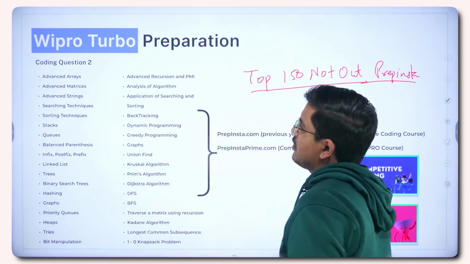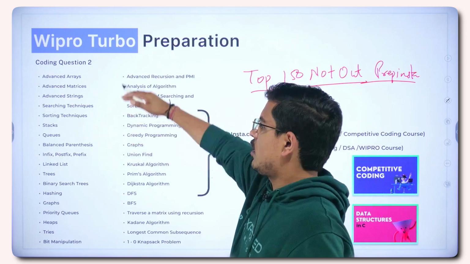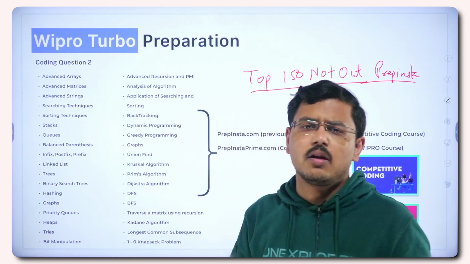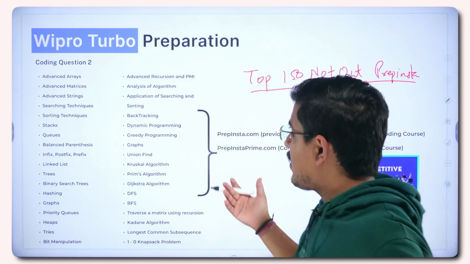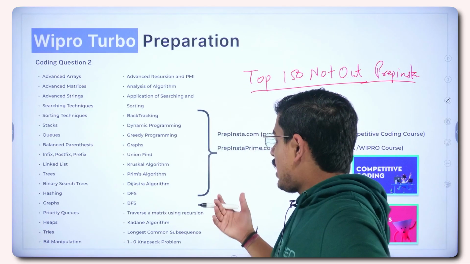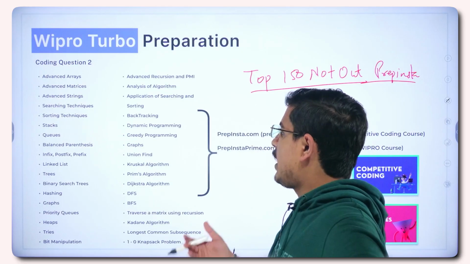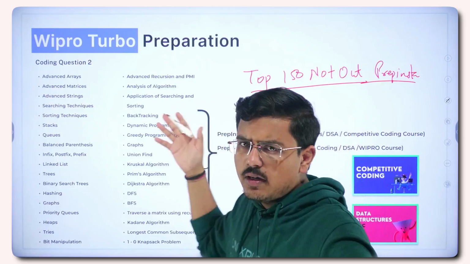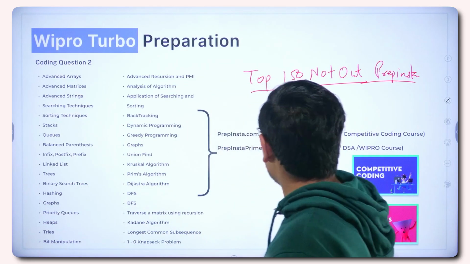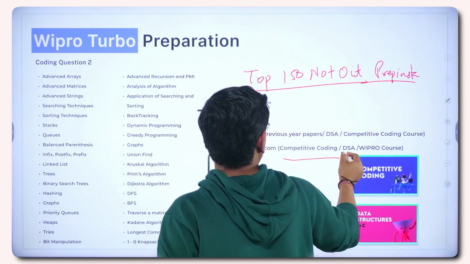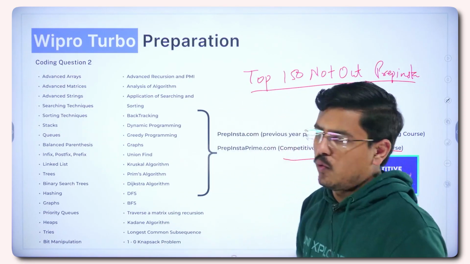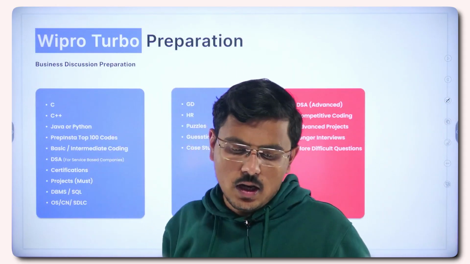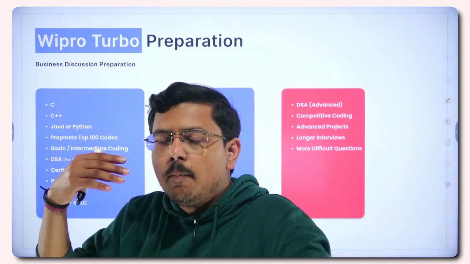Fine. Apart from this, you have the second coding question out of these advanced topics, basically advanced arrays, advanced strings, dynamic programming, greedy programming, graphs, trees, binary search trees, BFS, DFS, heaps, Kadane's algorithm, 0-1 knapsack problem, as I told you, infix, postfix, prefix, queues, stacks, basically diving deep into DSA. And you can find that on Prime as well in the competitive coding course, DSA course and Wipro course that I showed you.